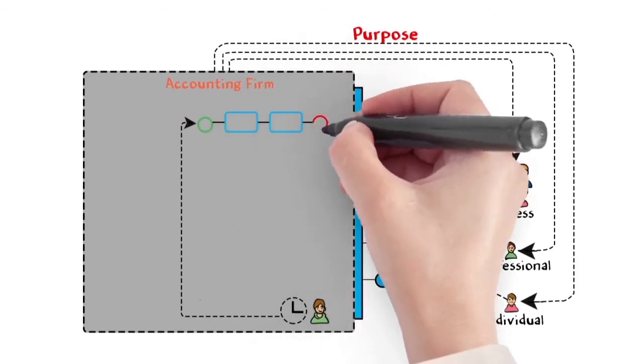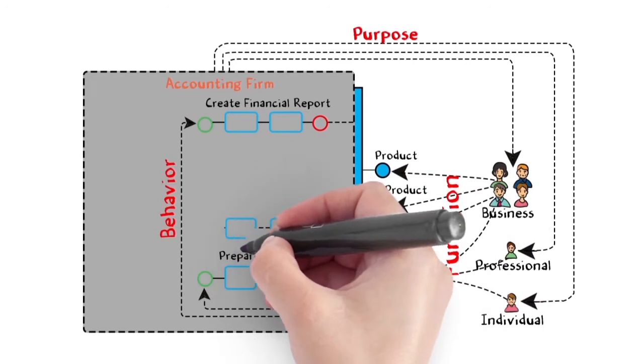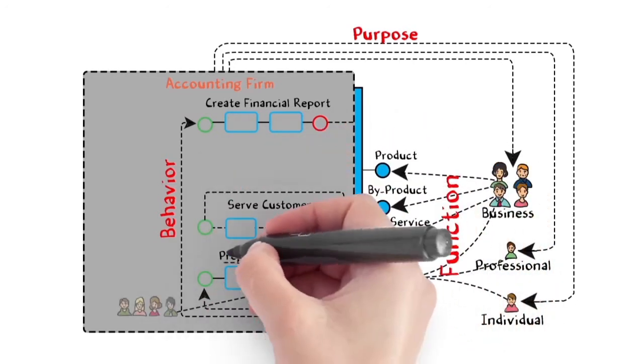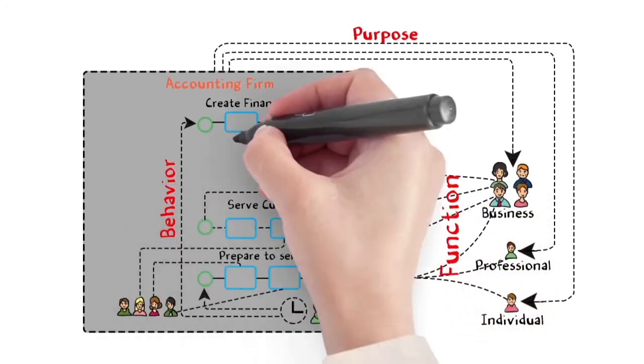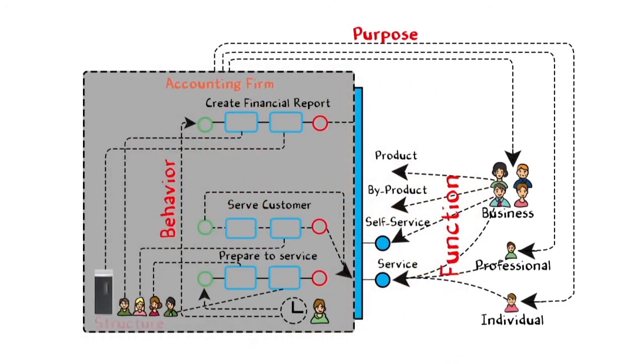A unit's behavior, or its operations, supports its function and is realized as a set of business processes. A unit's structure is a set of roles and their corresponding actors, both human and computing, that are capable of performing tasks in the context of business processes.